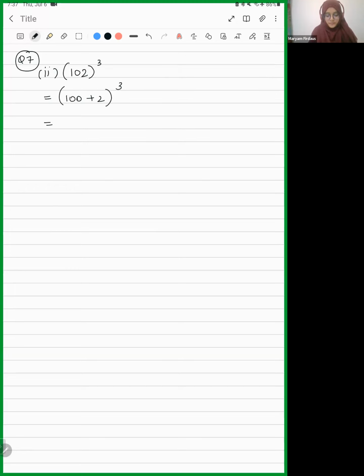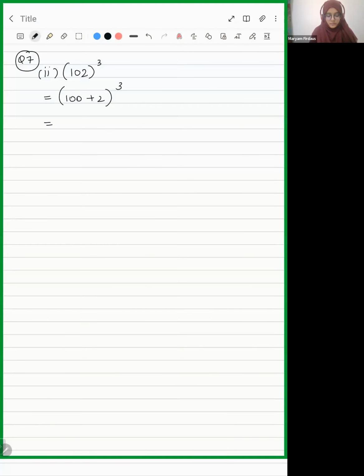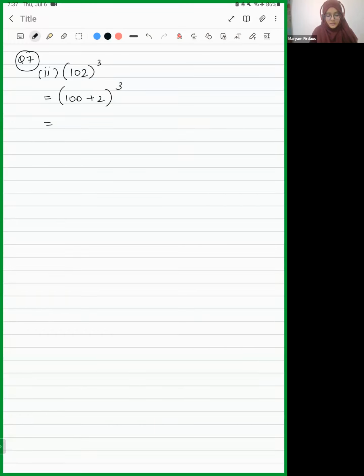And then it will be a cube, a plus b whole cube, which is equal to a cube plus b cube plus 3ab multiplied by a plus b.